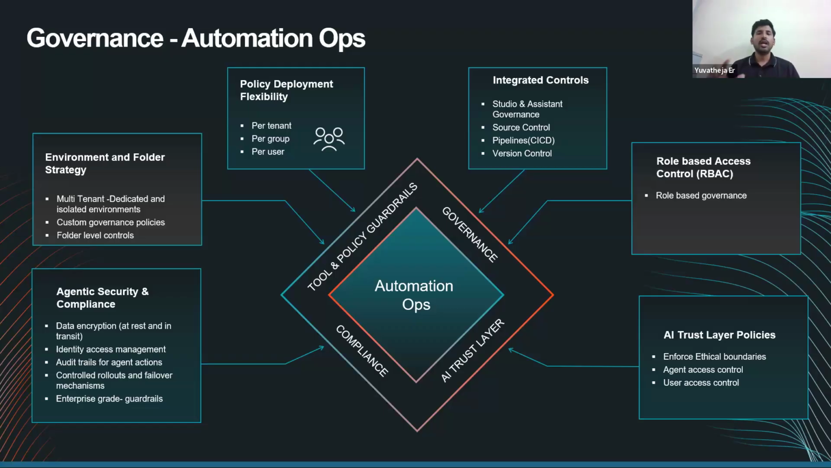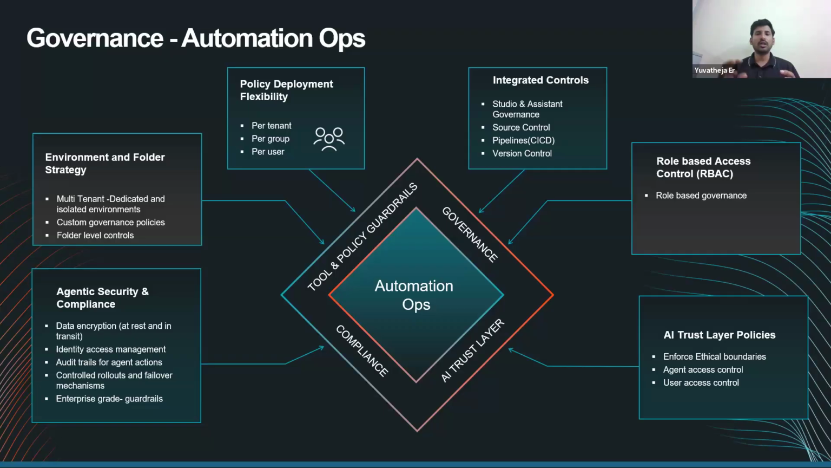And of course, AI trust layer policies can be controlled, and automation ops already has certain integrated controls like Studio and Assistant governance, source control pipelines, and version controlling mechanisms. So all of this, plus the governance that you can put with agents also. You are getting all of them together in one bundle, which is through your automation ops.